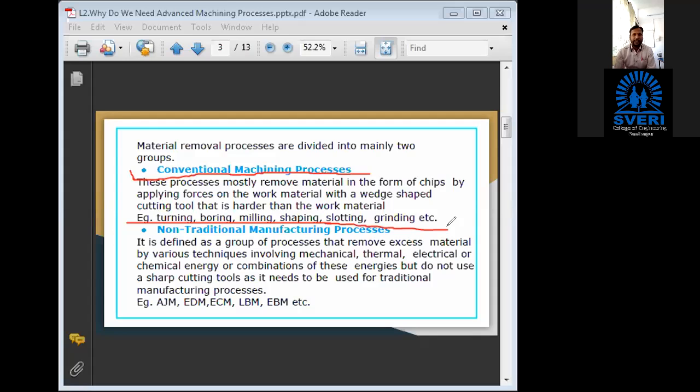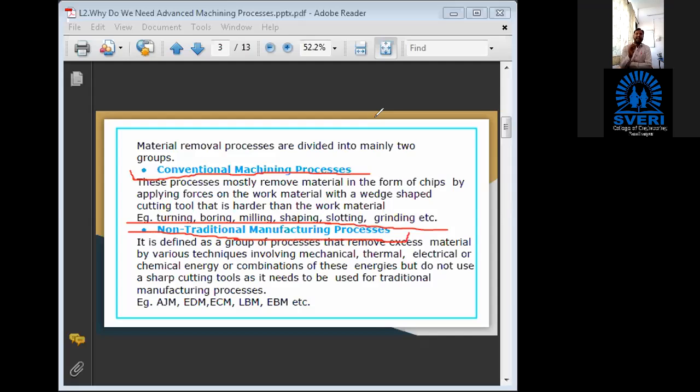Getting it? Now the second group of material removal processes is the non-traditional or non-conventional machining or manufacturing processes. Now, what is meant by non-conventional machining process, or what is meant by non-traditional machining processes? That we will see here. So I will take the definition.